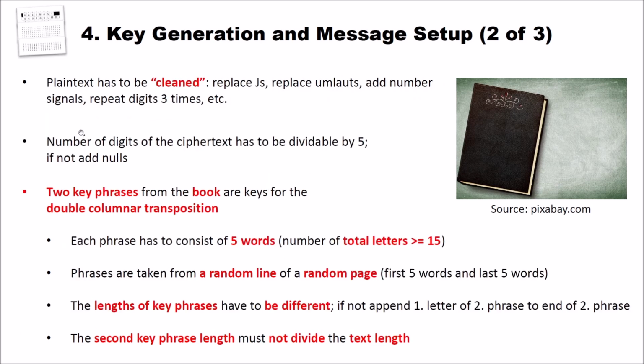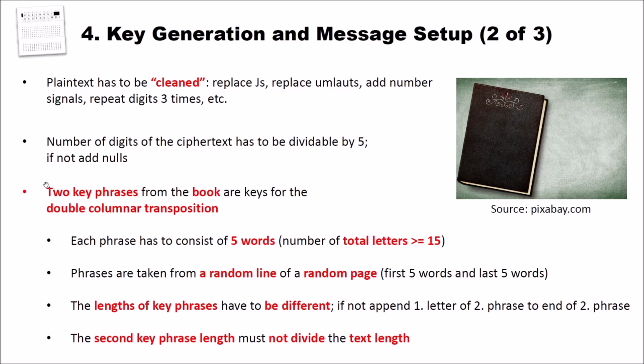The plaintext, before we encrypt it, has to be cleaned. We already saw that when we encrypted the plaintext. We replace the J's, we replace the umlauts, so an Ä becomes an AE, an Ü becomes an UE, and so on. We have to add number signals, we have to repeat the digits of the plaintext 3 times, and so on. And the number of digits of the ciphertext has to be divisible by 5. This is a rule of the Stasi. I think that they invented this rule because they always send messages in groups of 5, but I'm not sure. It's not written in the Stasi documents. And if it's not divisible by 5, we have to add nulls. So just add some random numbers until we can divide our digit ciphertext by 5.